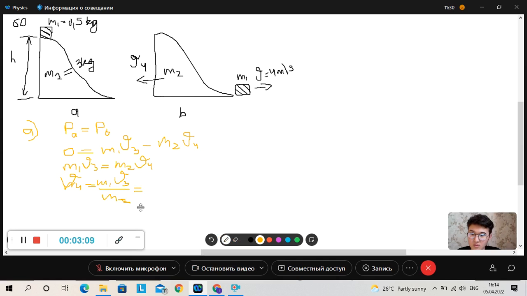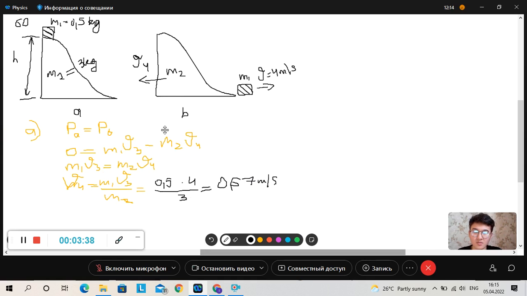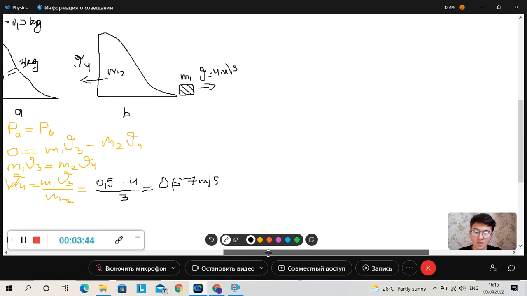This is equal to 0.5 multiplied by 4 and divided by 3, which is equal to 0.67 meters per second. This is the velocity of M2 after the collision.